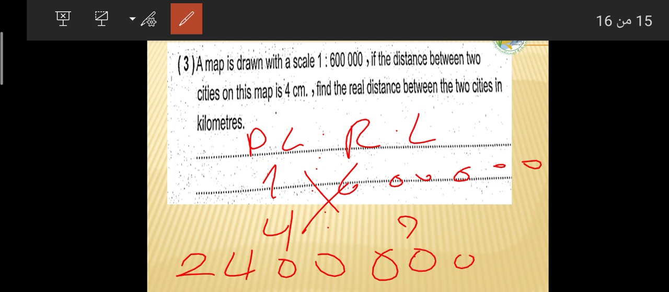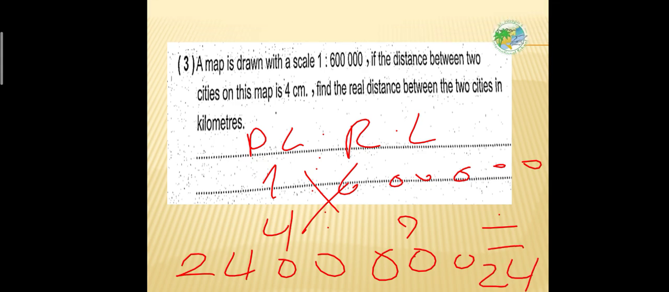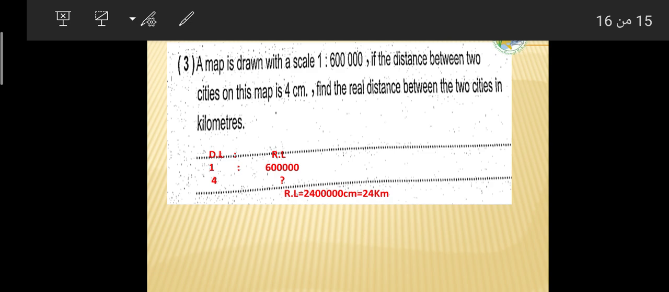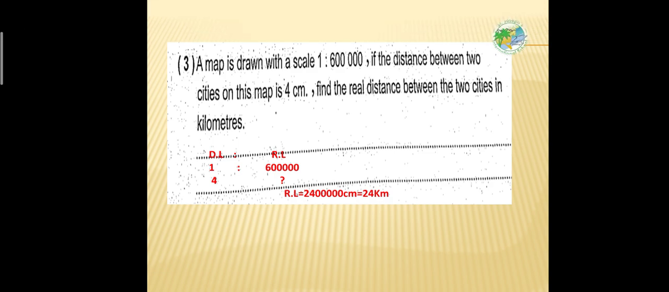Okay, change distance ده 1 in kilometer. From centimeter to kilometer, of course, divide by 100,000. Then the final answer equals 24 kilometers. Fine. Okay, 24 kilometers. This is the last dimension for the real length.